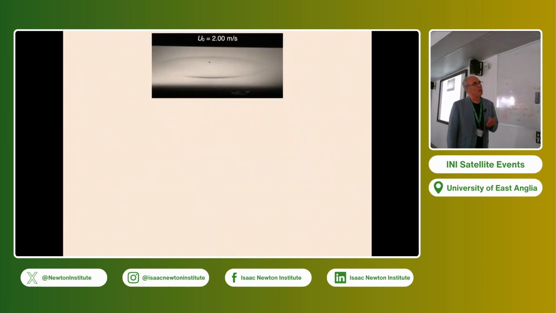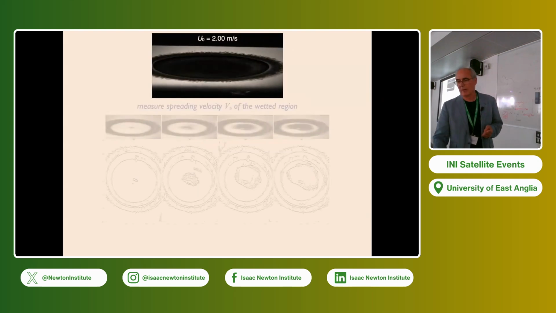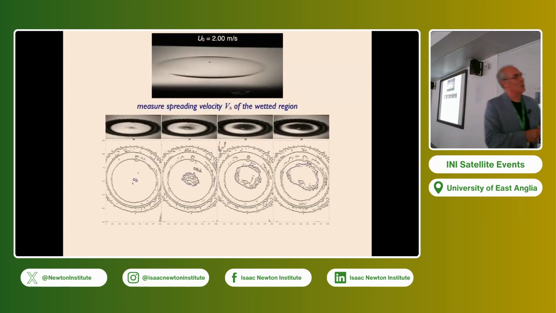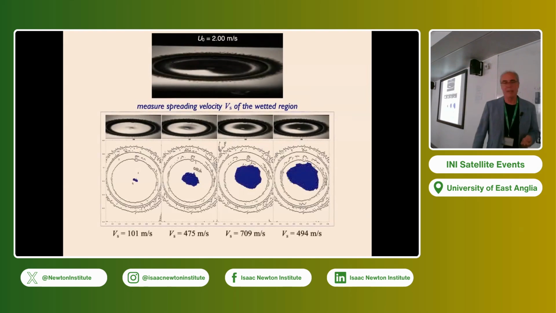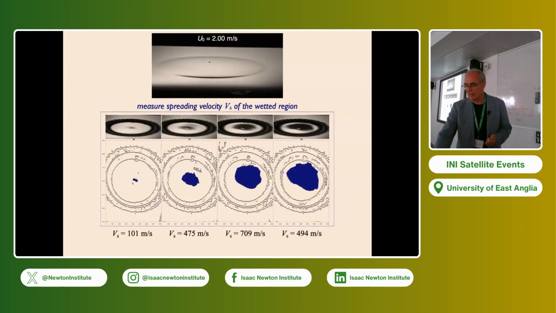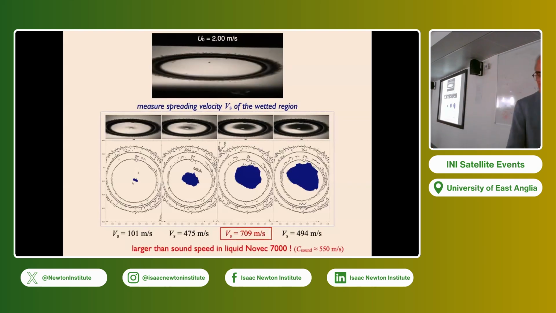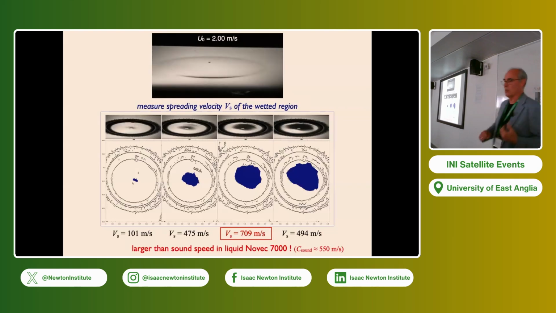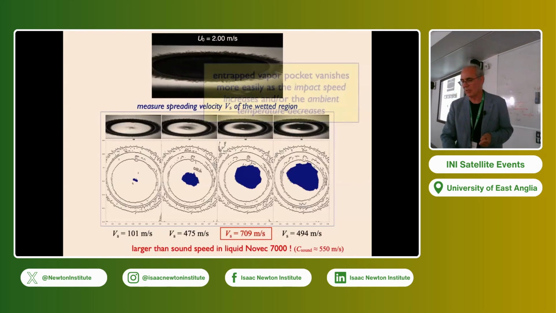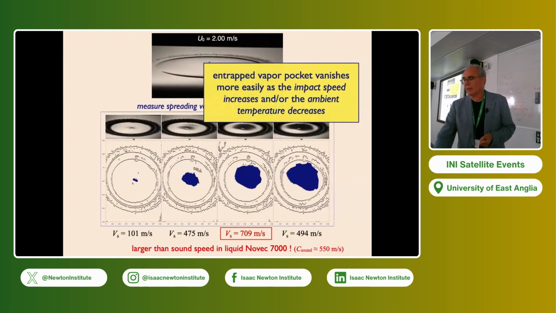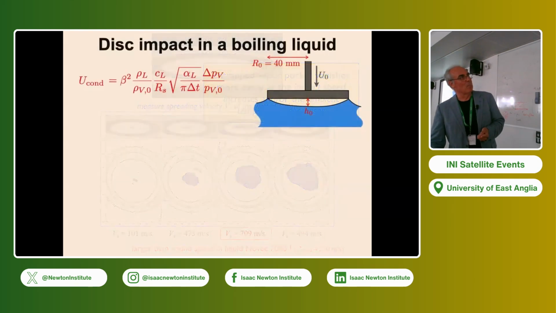And so if we look at how fast the spreading velocity of this wetted region is, then we find that it can be in excess of the sound speed in liquid Novec, which is 550 meters per second. So we find really that it closes faster than the speed of sound. Now, can we also model that?